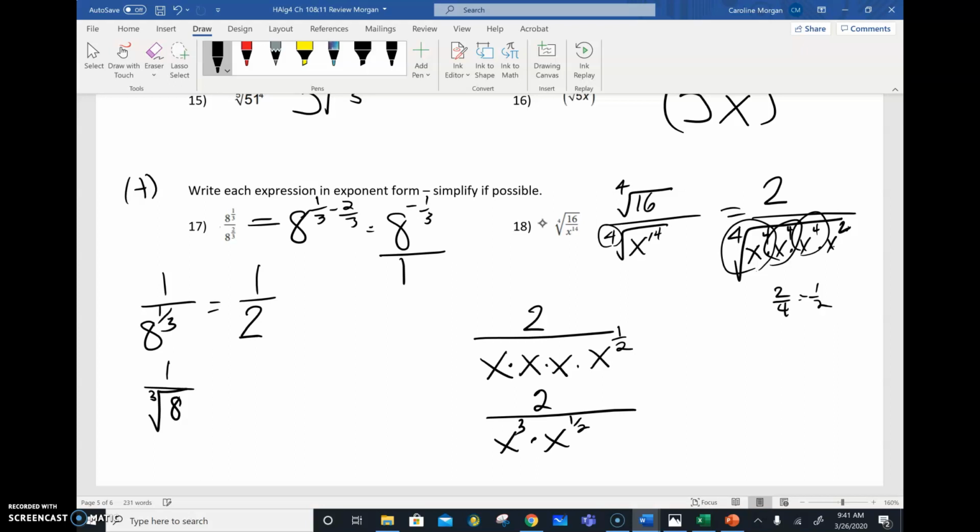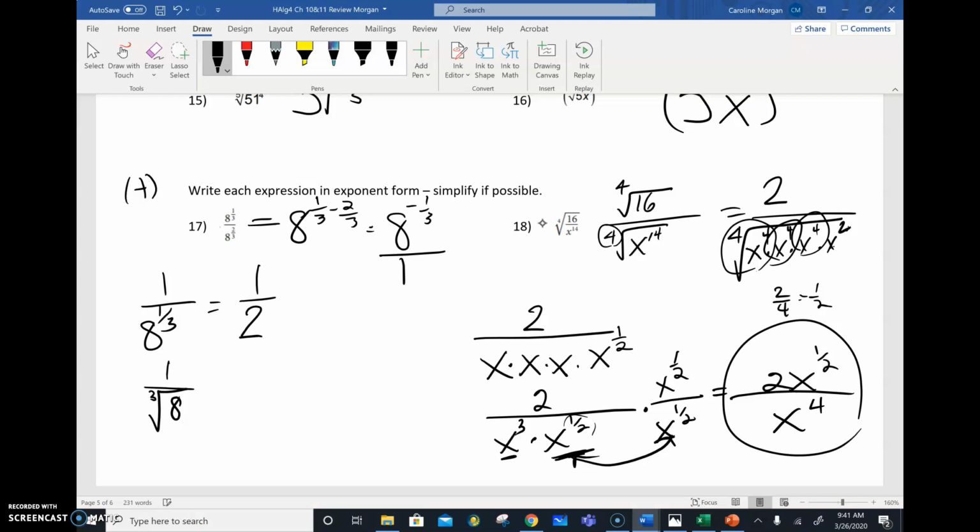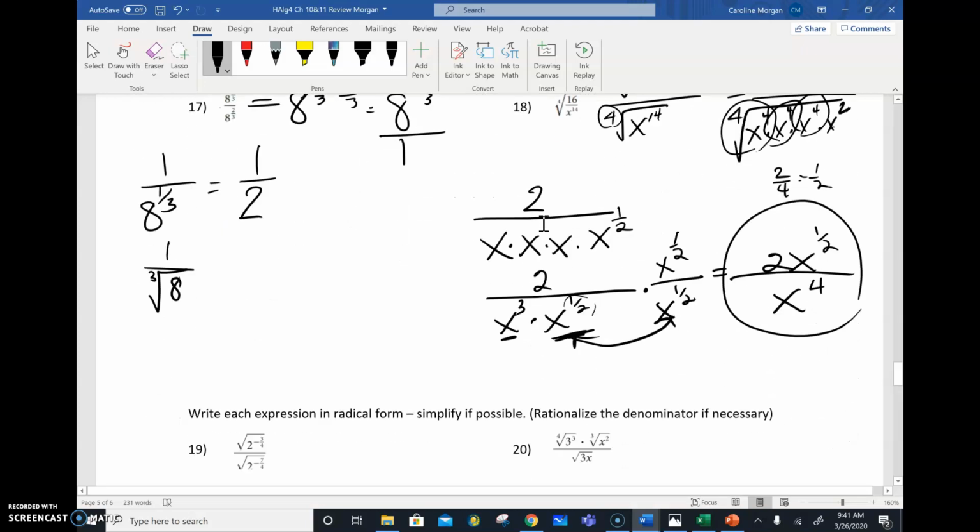Well, x to the 1/2 is the square root of x. I need to rationalize the denominator. So to get this to be a full integer in the denominator, I'm going to multiply by x to the 1/2. Okay? So my numerator is 2x to the 1/2. My denominator, that's an x to the 1, isn't it? Times an x to the 3 is an x to the 4. That should be my answer.